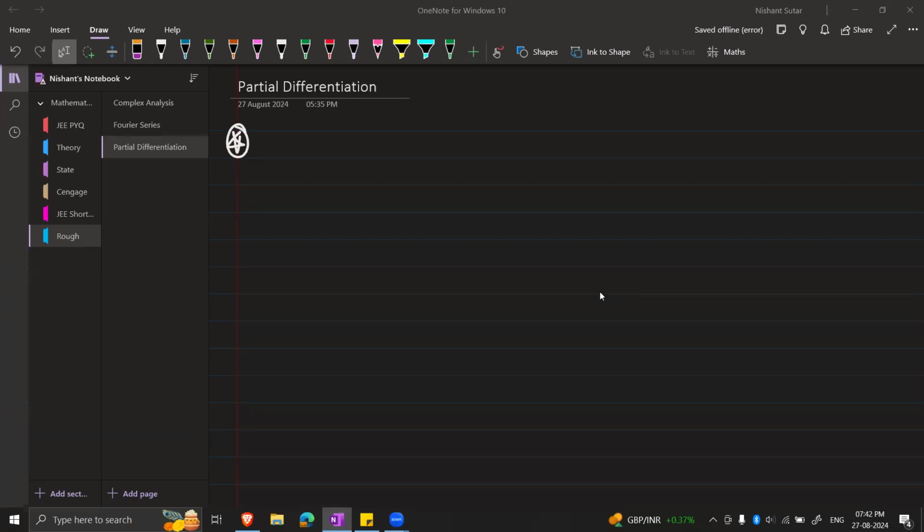So we will discuss the chain rule of partial differentiation in multivariable calculus. Before that, we need to know what is called the total differential. In partial differentiation, there is just one simple difference I should note.